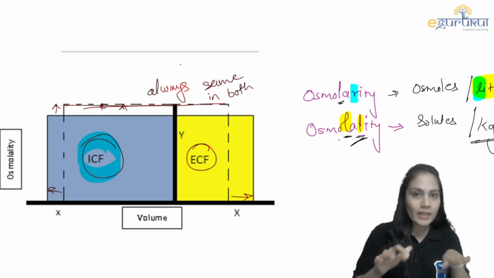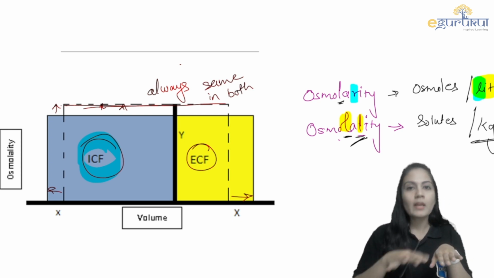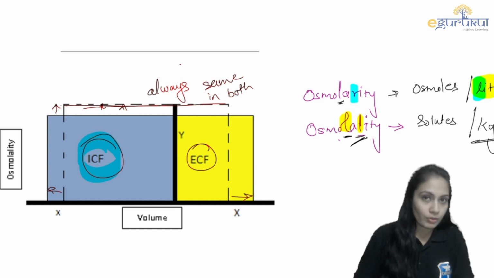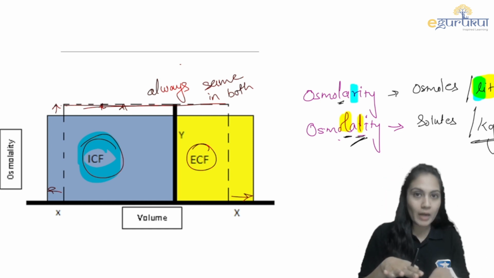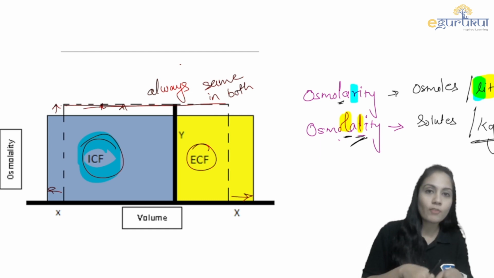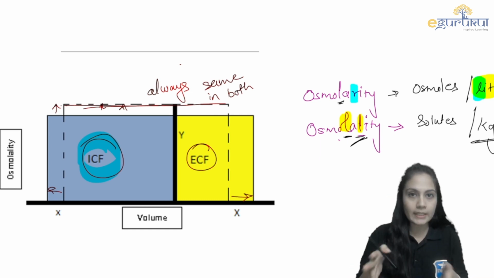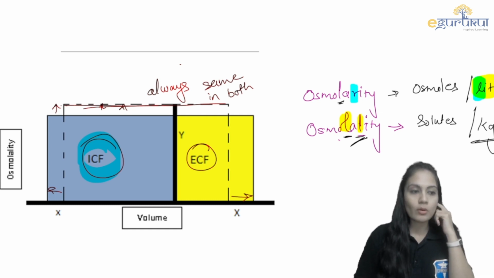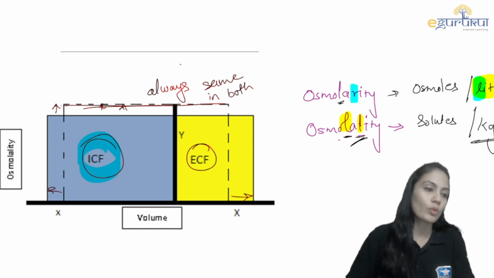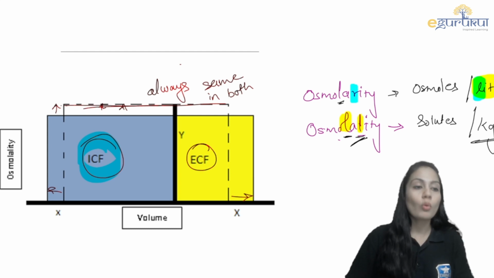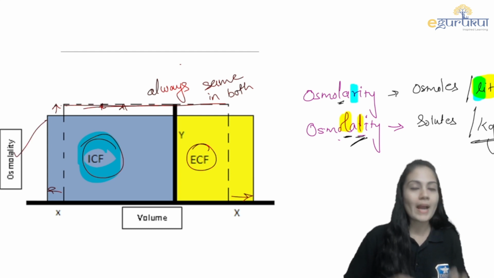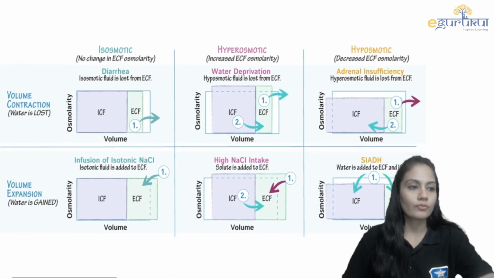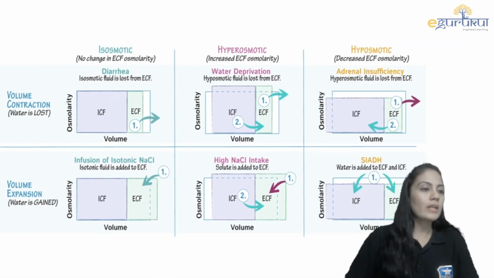So if, suppose, you increase the osmolarity in the ECF, in the ICF it is also going to increase. If you decrease it in one compartment, the other compartment compensates for that, and it also either gets decreased or adds some volume or salts. So always the osmolarity on the y-axis is the same in both. That you have to learn, right? Now let's see one by one.